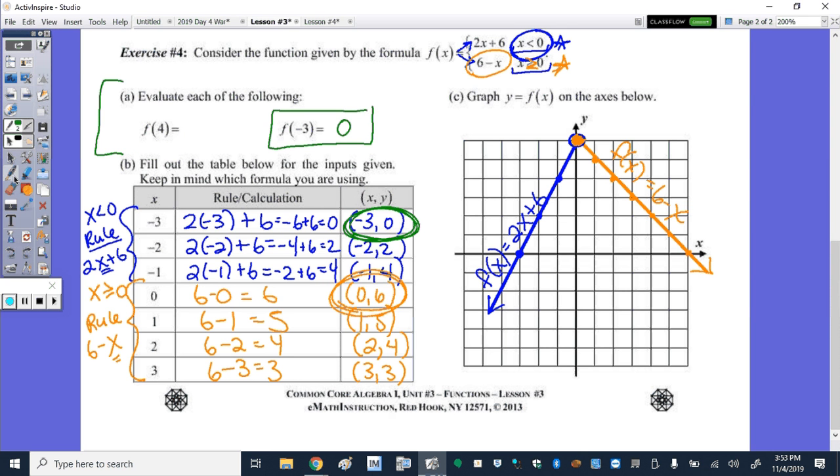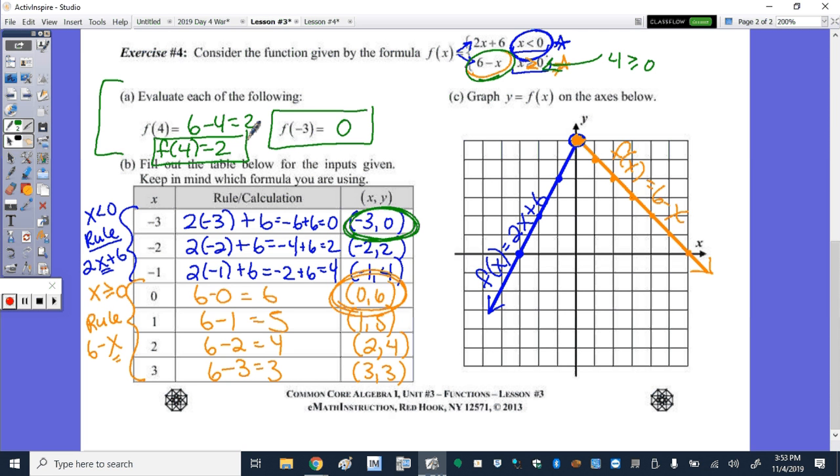Since I don't see that in my table, we're going to do it by hand. Okay? So by hand, f of 4, well, let's go over the function, 4 is greater than or equal to 0. So I have to plug it into this one. So we're just going to do 6 minus 4, which is 2. So f of 4 equals 2.